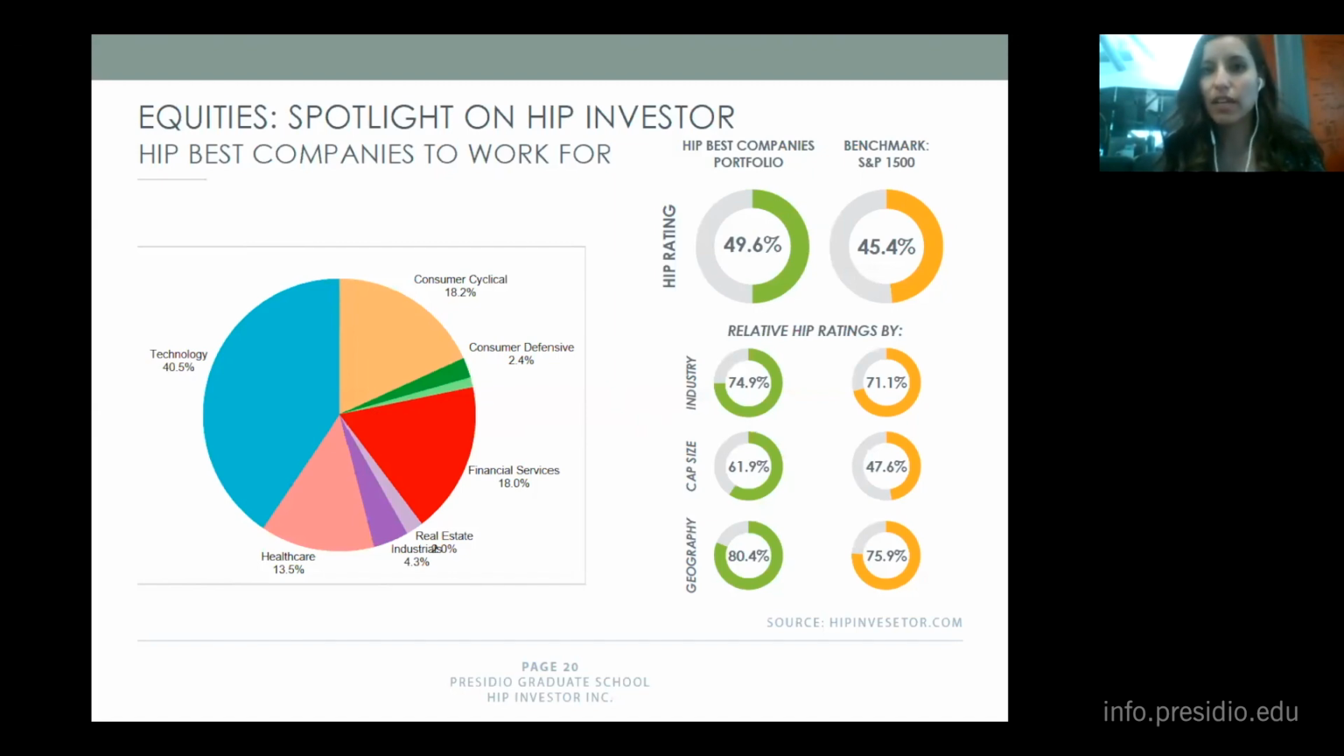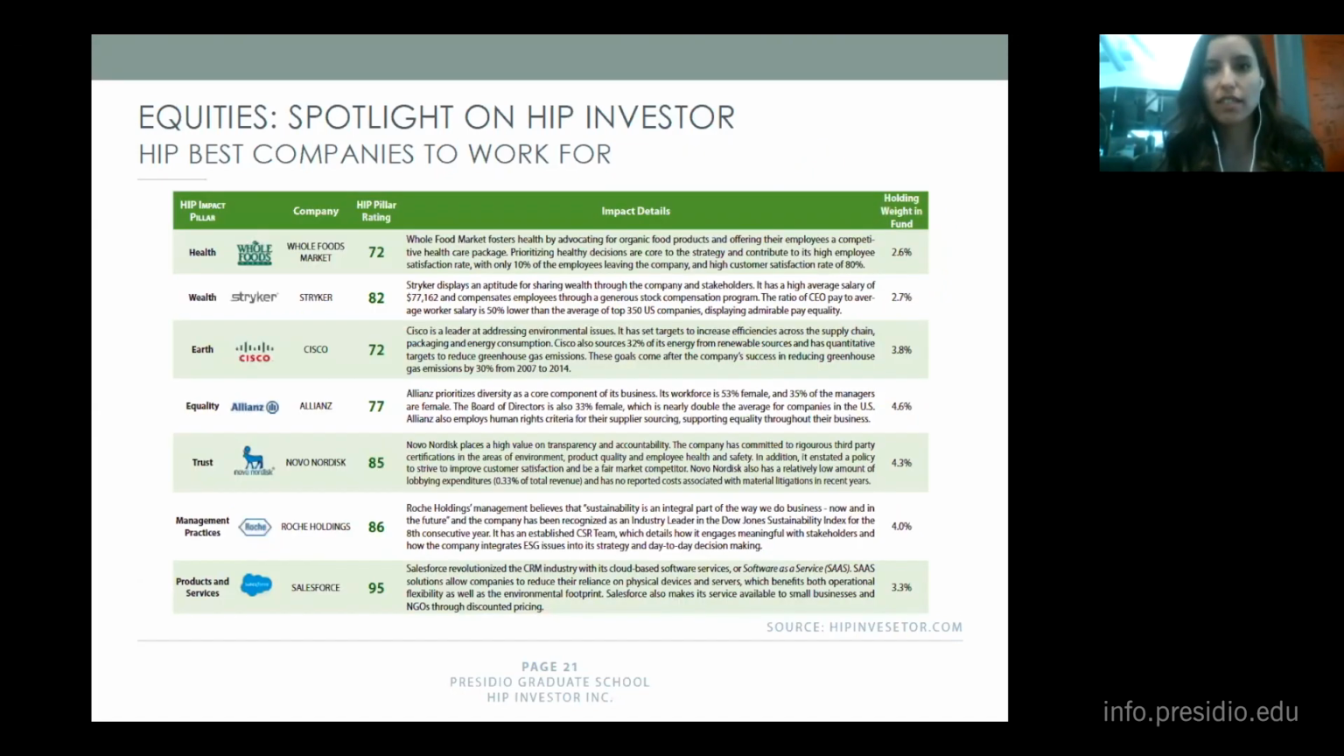And so in the next slide, you can see some of our analysis that we look at for each of the impact categories that Megan mentioned. These are our HIP pillars. For example, you can see Whole Foods, a top performer in the health HIP pillar, and maybe not for the reasons you're initially thinking. Of course, Whole Foods has a mission to provide customers with opportunities to increase their health across a variety of goods that they offer.